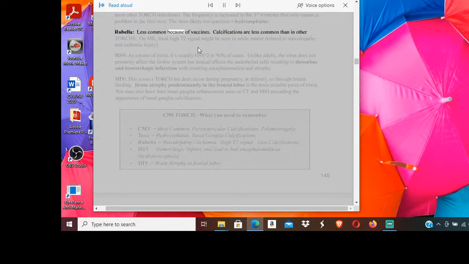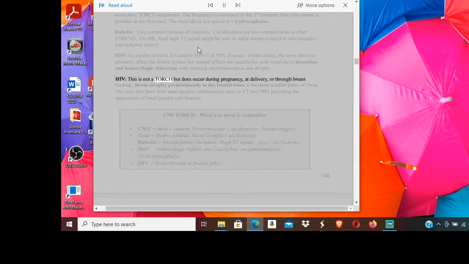Rubella, less common because of vaccines. Calcifications are less common than in other TORCHes. On MR, focal high T2 signal might be seen in white matter related to vasculopathy and ischemic injury. HSV, as a point of trivia, it's usually HSV 2 in 90% of cases. Unlike adults, the virus does not primarily affect the limbic system, but instead affects the endothelial cells resulting in thrombus and hemorrhagic infarction with resulting encephalomalacia and atrophy.